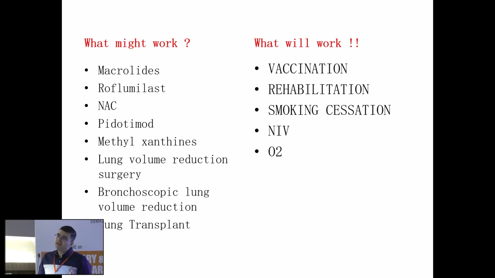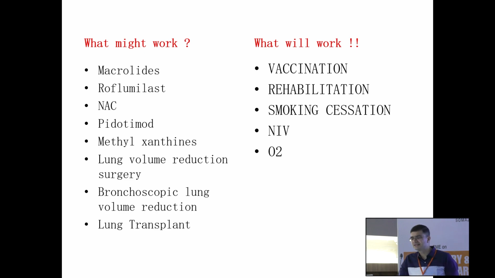So what might work in COPD? We don't have very good data with macrolides, roflumilast, N-acetylcysteine, methylxanthines, lung volume reduction surgeries. All of these are expensive. We don't have very good data with this, but we are very fond of using it. What we know works in all patients with COPD, unfortunately we don't do it in clinical practice: vaccination, pulmonary rehabilitation, asking these patients to exercise, do yoga, smoking cessation, oxygen therapy in the right patients, and use of NIV in the right patients.